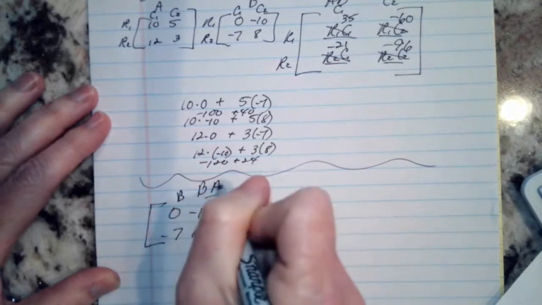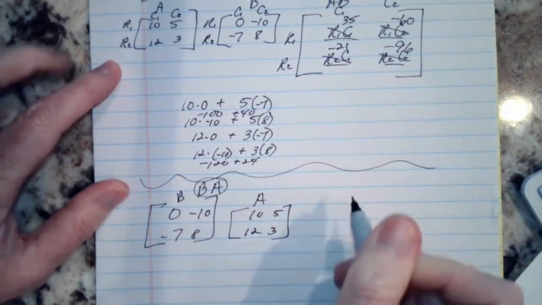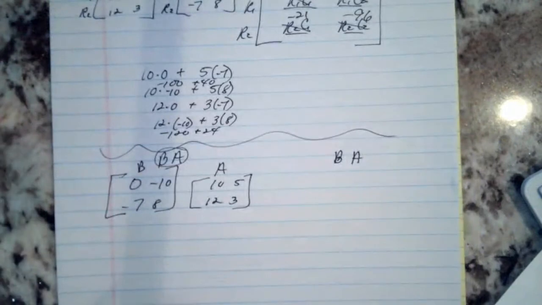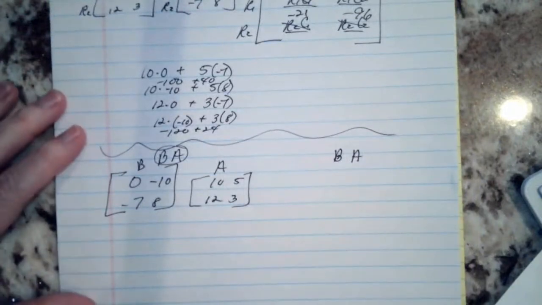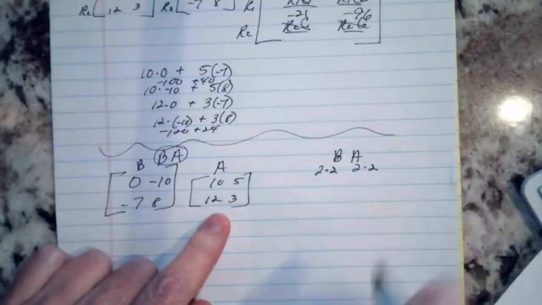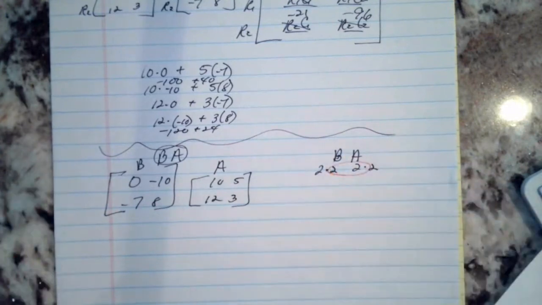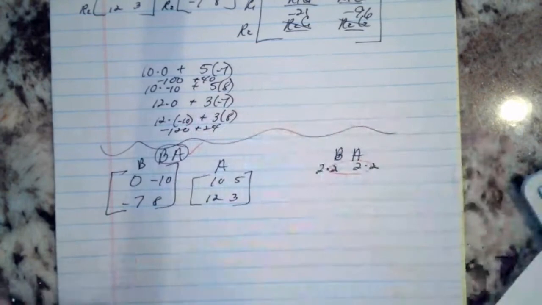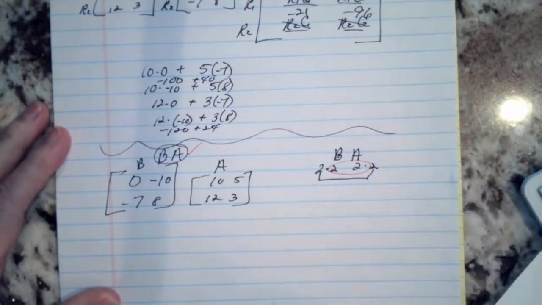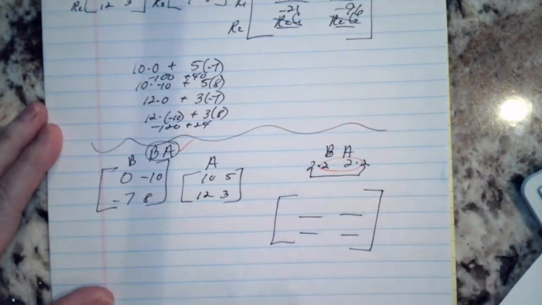And here's A, this is B, this is A. We got 10, 5, 12, 3, and we're trying to do BA. Okay? Let's see if we can first. B is a 2 by 2. A is a 2 by 2. In order to play the game, those two have to match, and they do. That means we're going to be able to multiply B times A, and our answer will be a 2 by 2. So I'm going to set up a 2 by 2.